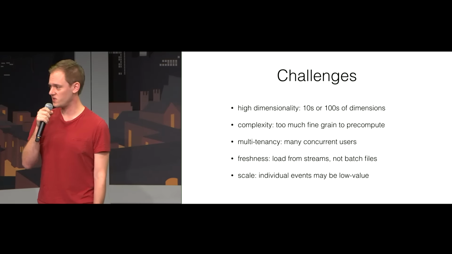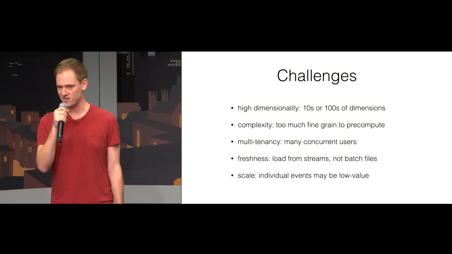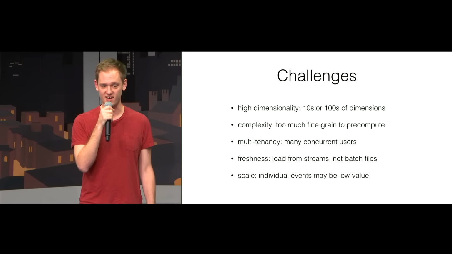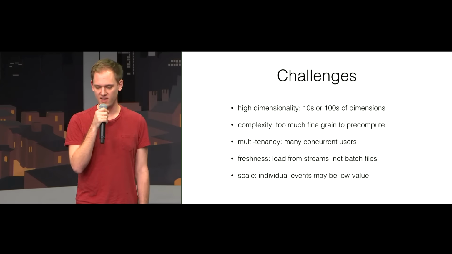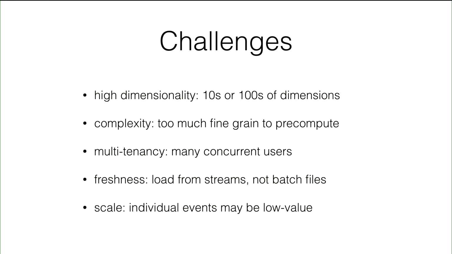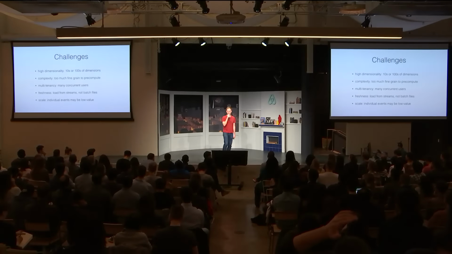Freshness is a challenge. We want to load from streams, not just from batch files, because we want to reflect data that is recent. And scale is important too. We want to be able to scale out cheaply, because for a lot of the streams that we deal with in Druid, individual events may be pretty low value. It seems like at Airbnb that's not necessarily the case, because the individual events are leading towards pretty big purchases, but a lot of people using Druid are using it for pretty low value events, like actions being taken in mobile games and stuff like that.